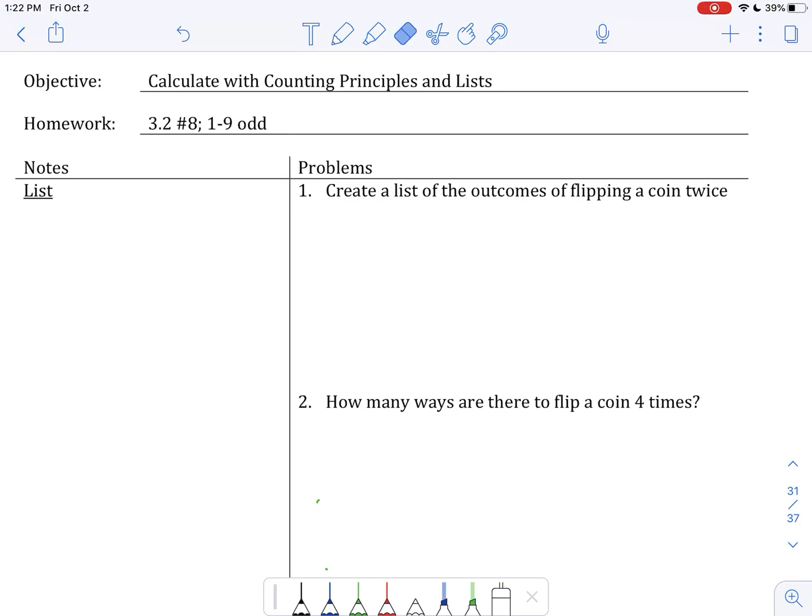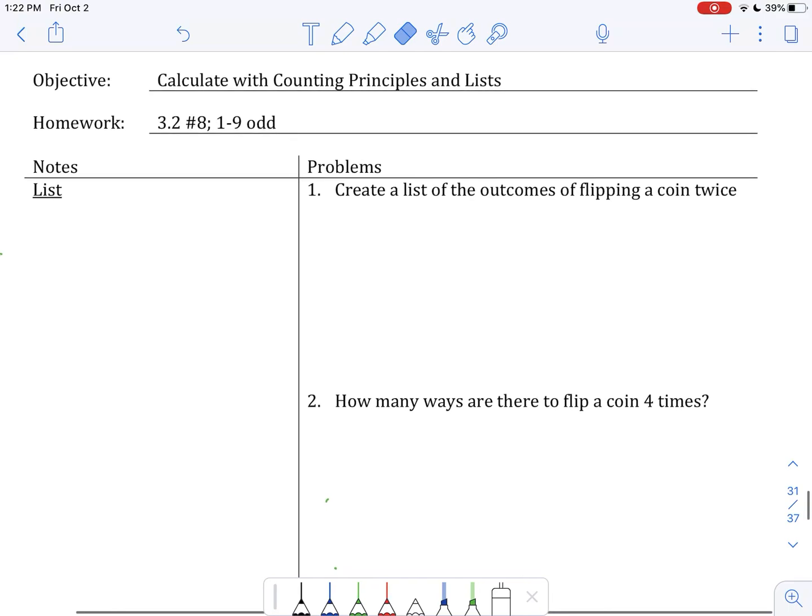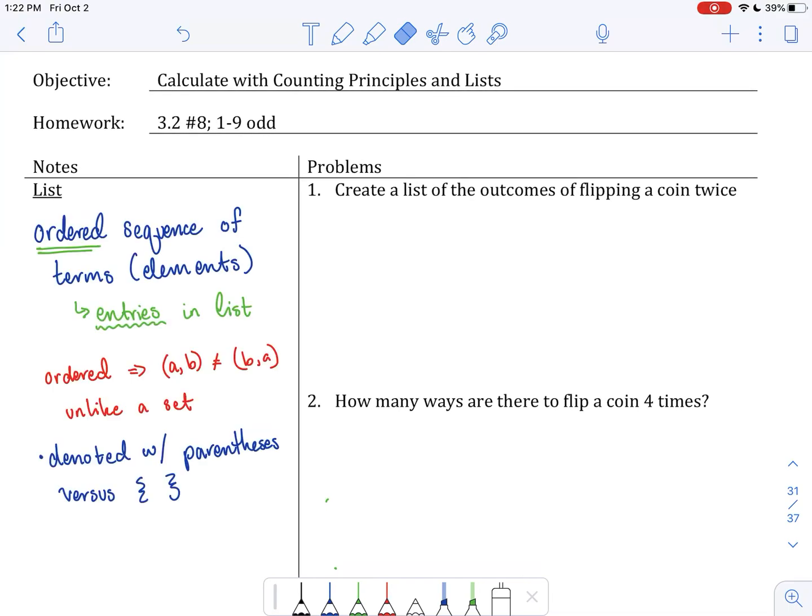So a list is an ordered sequence of terms or elements. Sometimes when we talk about lists, we'll call them entries on a list. And what ordered means is that the list A, B is not the same as the list B, A, unlike if it was a set. And we denote lists with parentheses versus brackets like we would for a set.